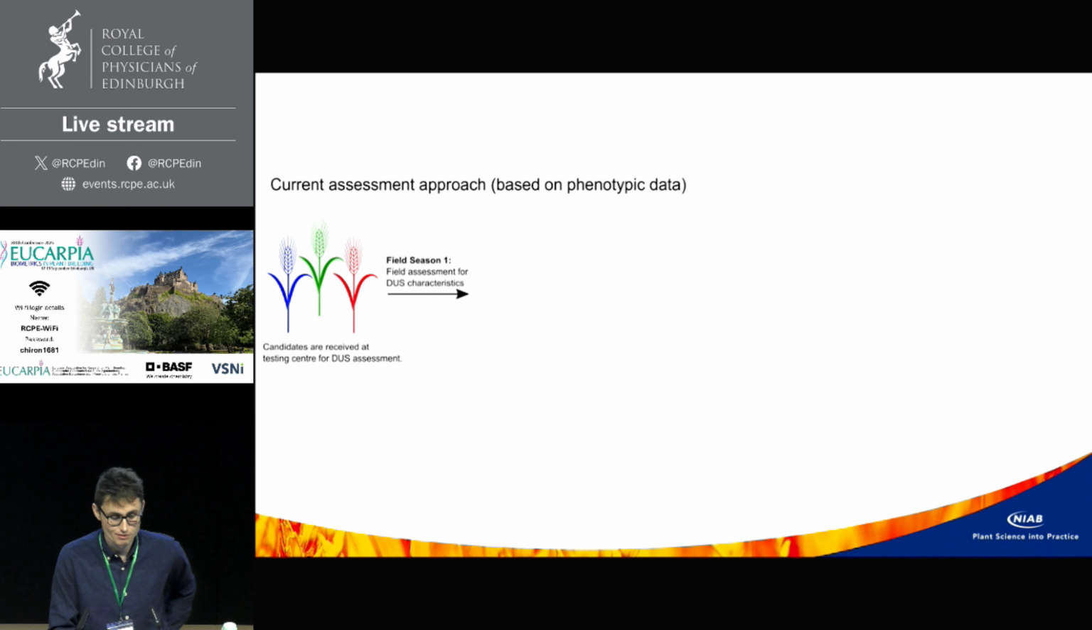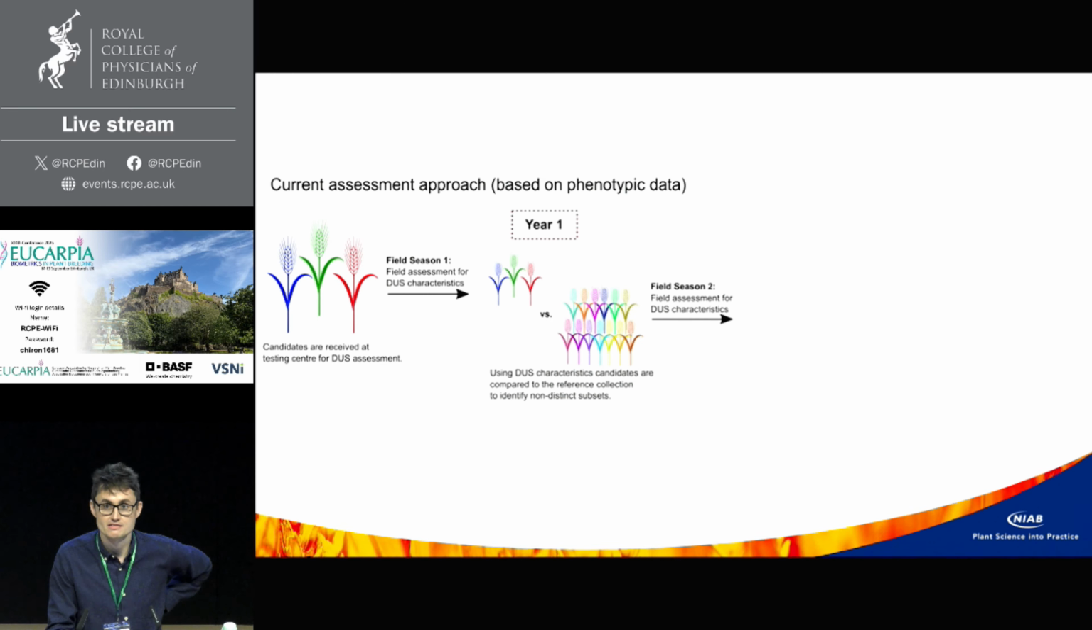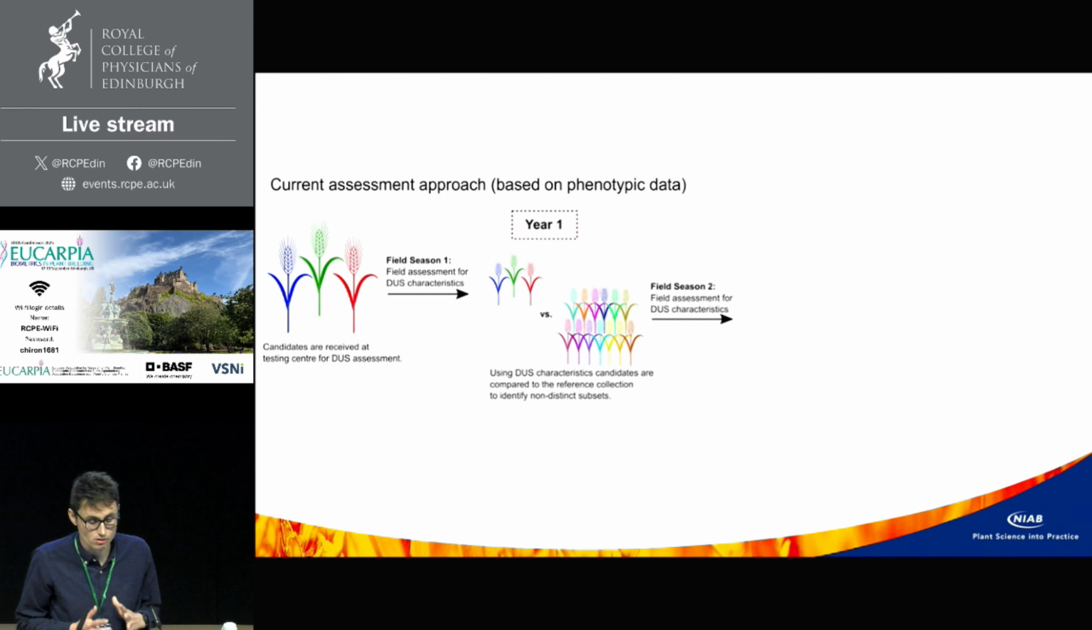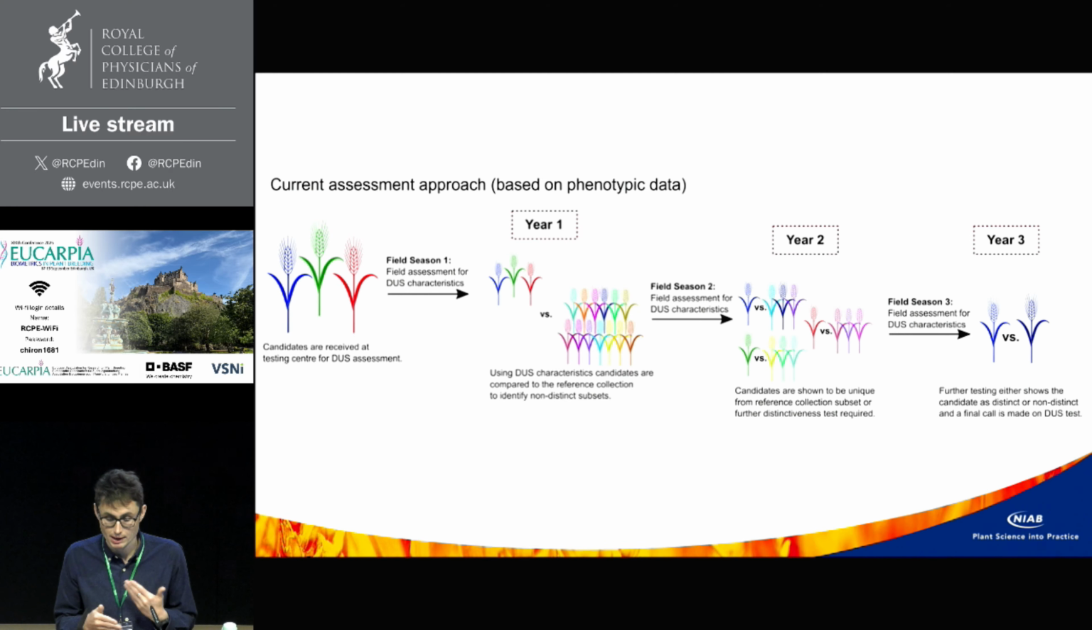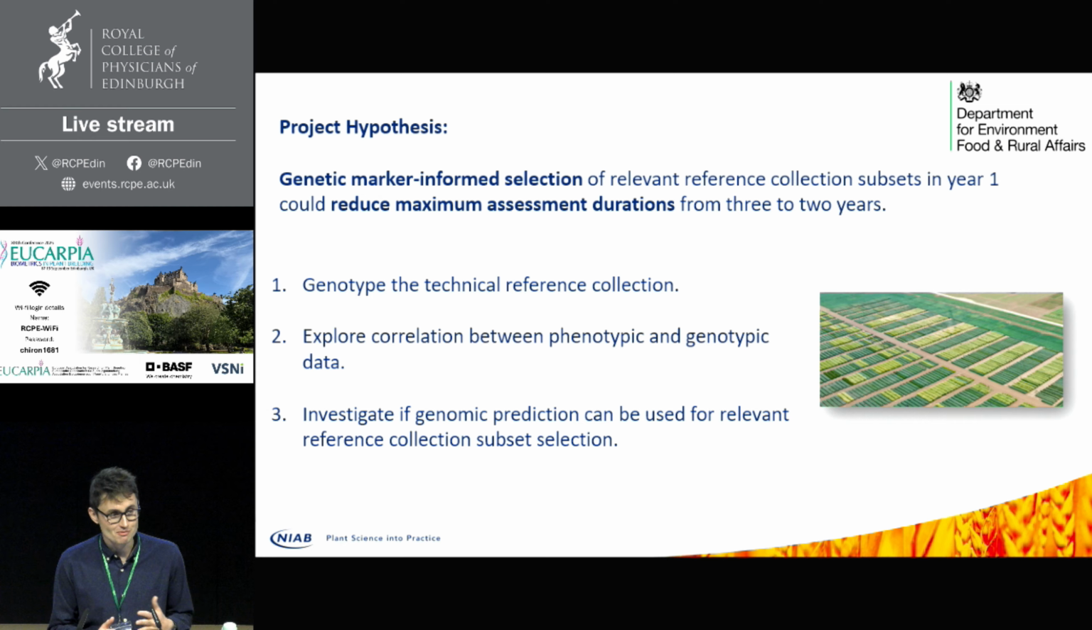So just a little overview of the current pipeline, which is all based on phenotype data. So candidates are received at NIAB from breeders for the DUS assessment. These are then grown in a field season to get that phenotypic data back from those mainly morphological characteristics. And then the new candidate trait scores are compared to the technical reference collection to pick out subsets, which then need to go for further comparisons over typically, becoming more common, an extra 2 years, so the cycle can take 3 years. So ultimately, there is room for improvement in the approach.